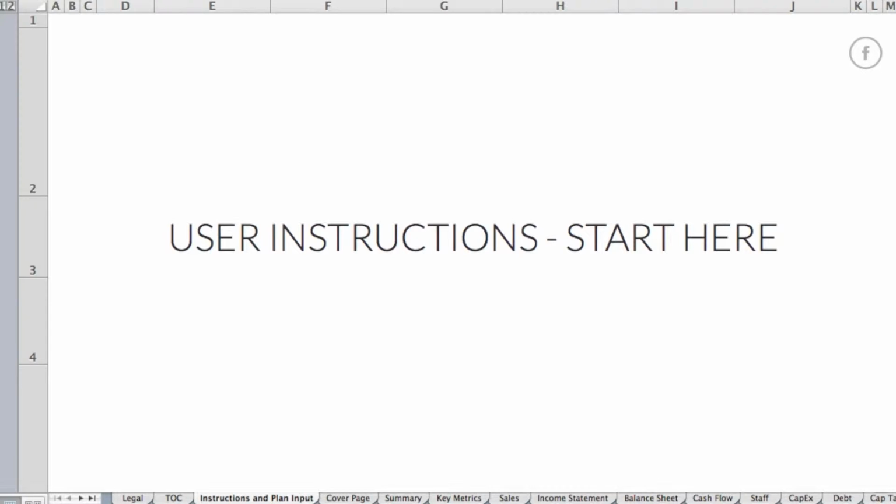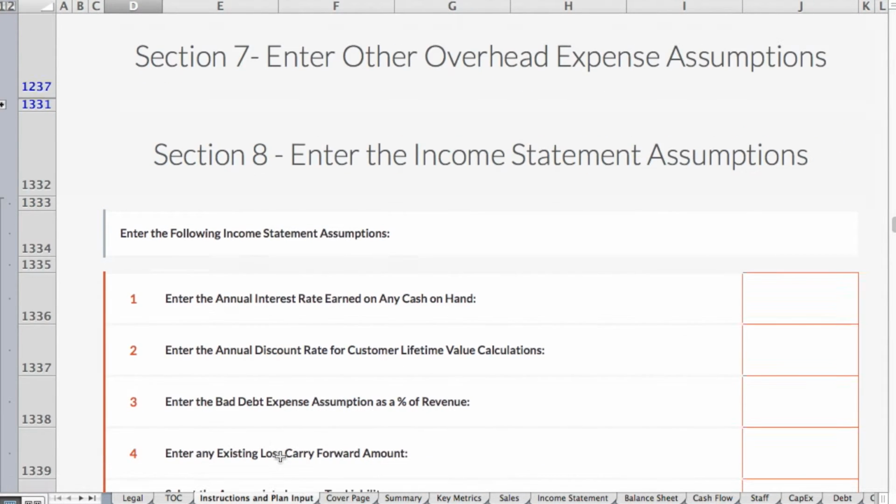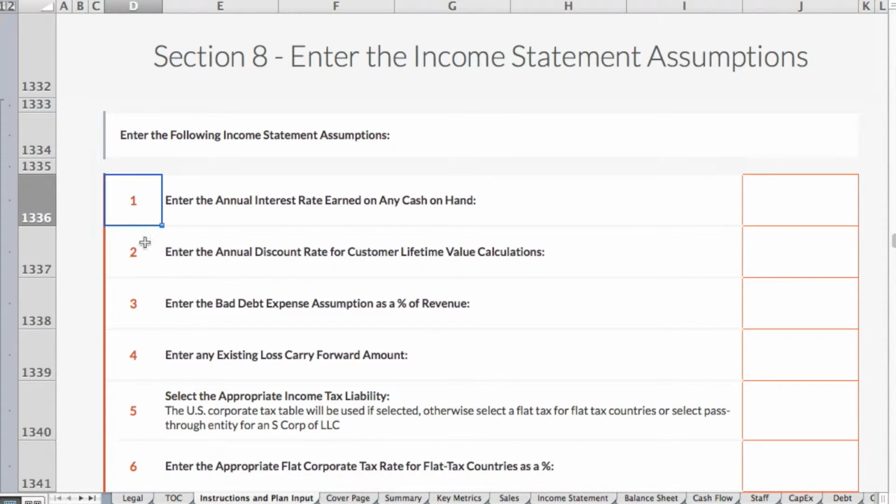In this video, we'll go through how to input the income statement assumptions. So starting on the instructions and plan input worksheet, scroll down to section 8 for the income statement assumptions. There are just 6 assumptions to put in for the income statement.